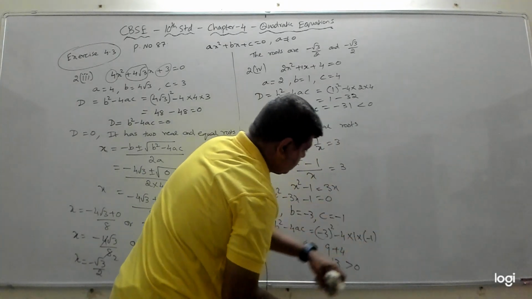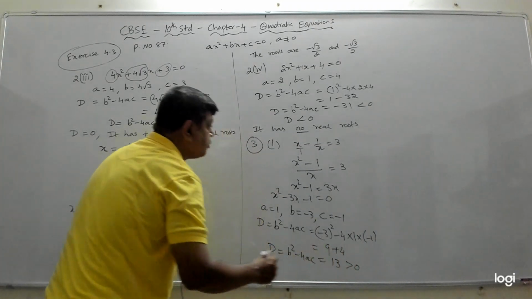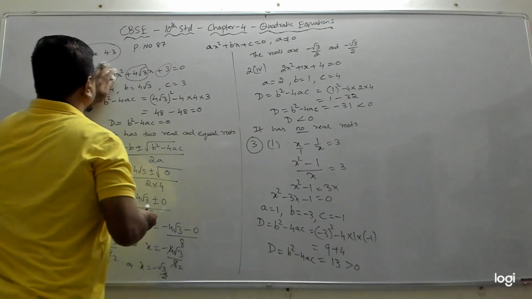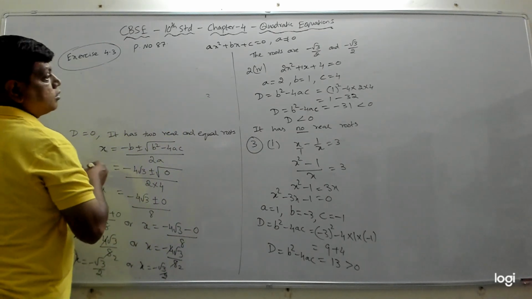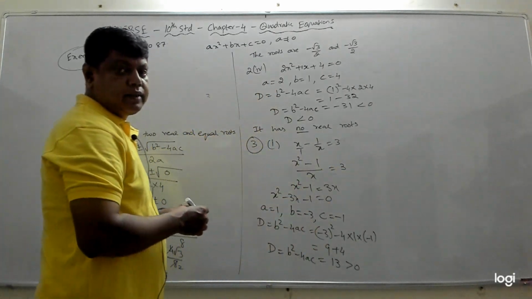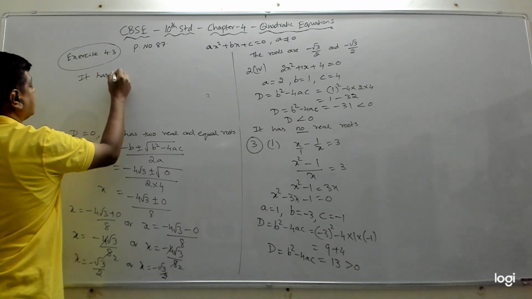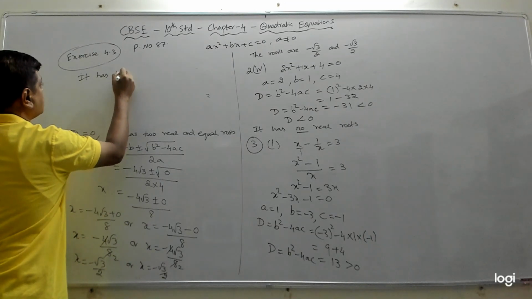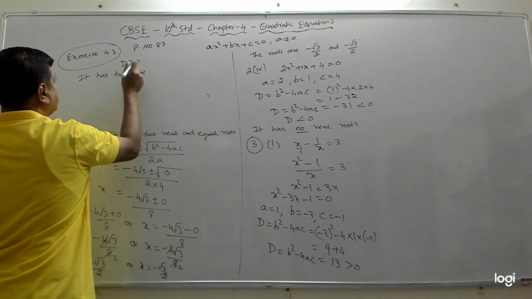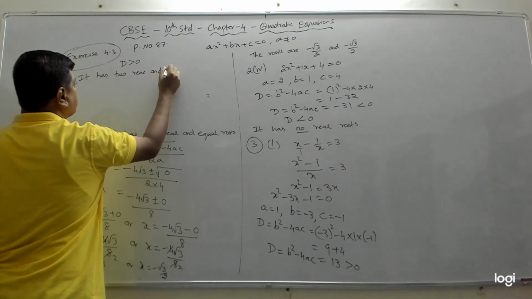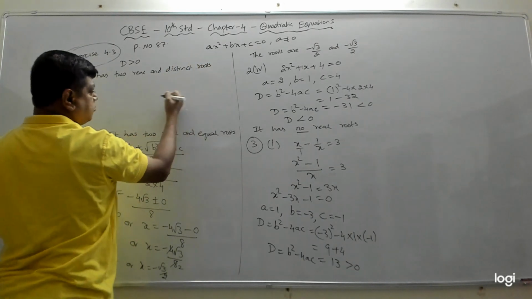Which is greater than 0, which means d, b square minus 4ac, is greater than 0, which means we can say it has two real and distinct roots. So we can find them.